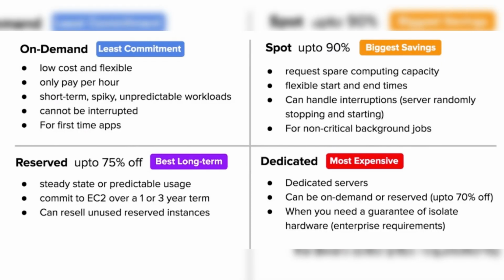Then next we have the spot instances. So spot instances are very popular, and you get around 90% savings compared to the on-demand services. These are instances that you can lose at any point of time if your max price is less than the current spot price.